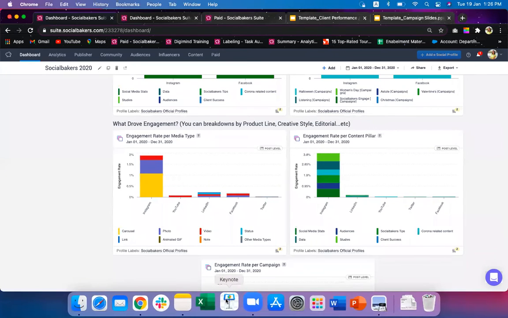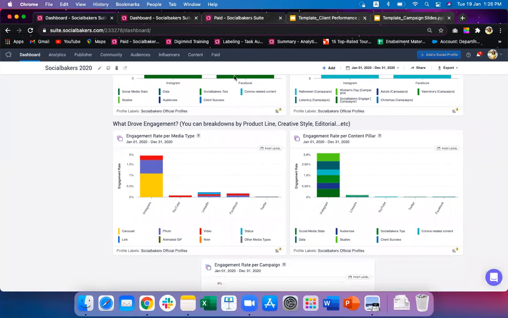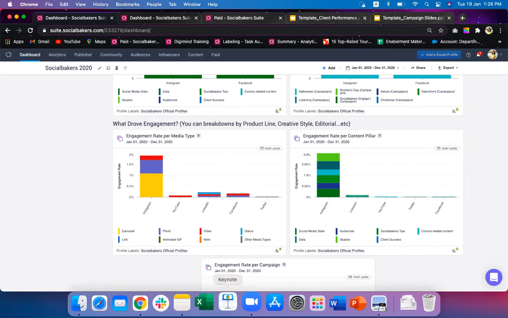After that, we consider different aspects, as Dina mentioned. So we look into reach, we can look into impressions and engagement rate, and just understand how each one got impacted by the different content or campaigns that we were running.